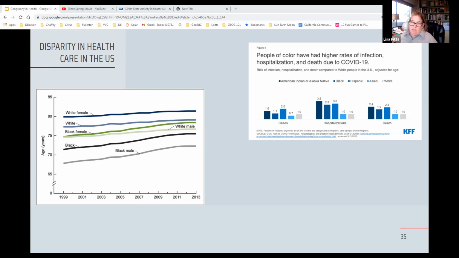And if you've listened to the news or seen anything, you know that people of color have had a higher rate of infection and hospitalization and death due to COVID-19. And as of 2018, life expectancy among Black people was 4 years lower than white people, with the lowest expectancy among Black African-American men. It also documents disparities across other factors. Low-income people are even worse.